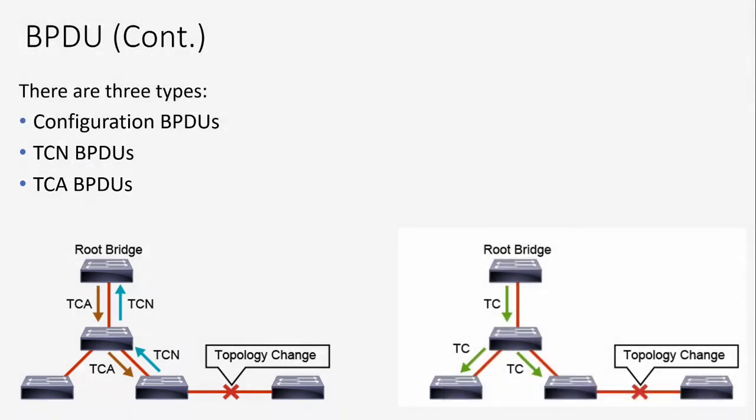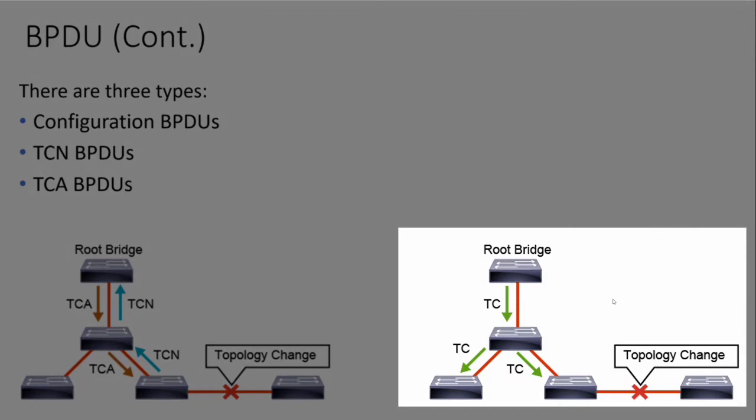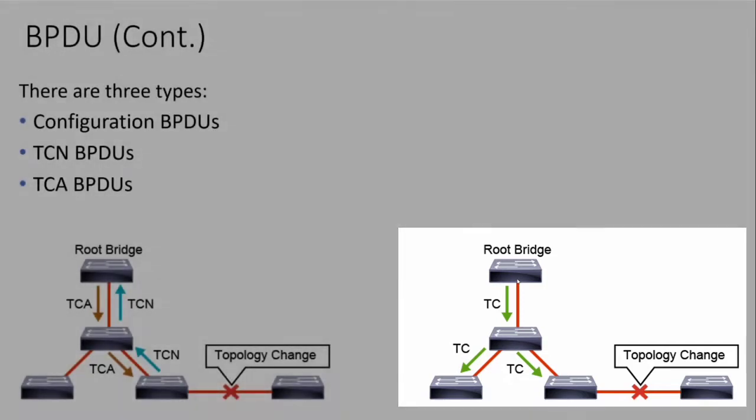Once the root bridge is aware that there has been a topology change, it will send out a configuration BPDU with the topology change bit set. That topology change BPDU will be forwarded to the entire topology so that the entire topology knows about the change.